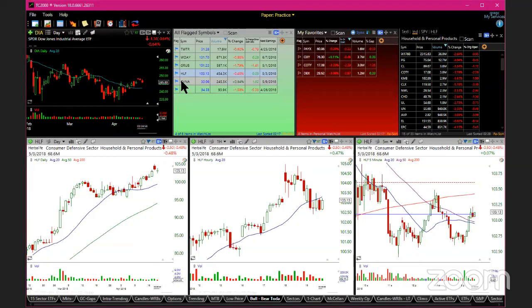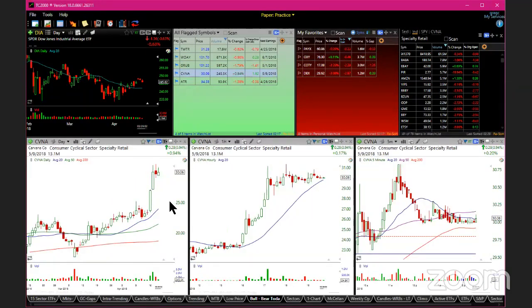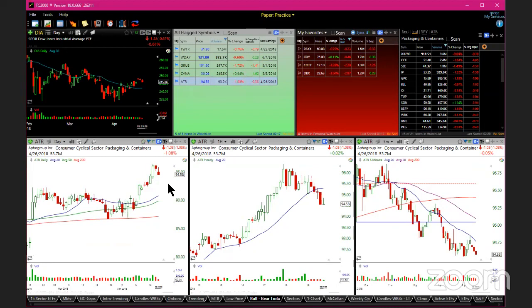This one I missed. I'm taking that out. This one just consolidating again, a little extended, but going sideways there. So I'll keep that one there. This one might need a little bit more pullback, or we'll see if it turns around.